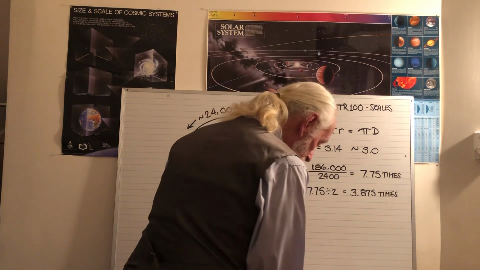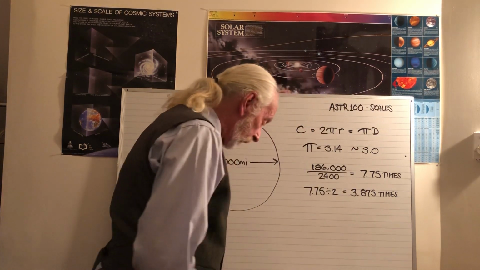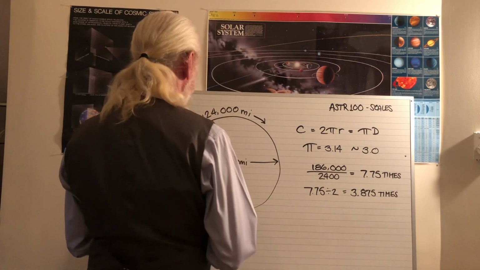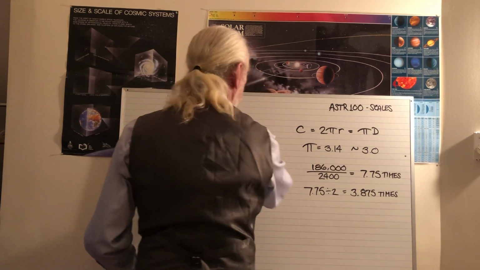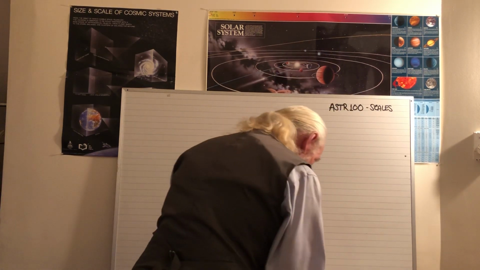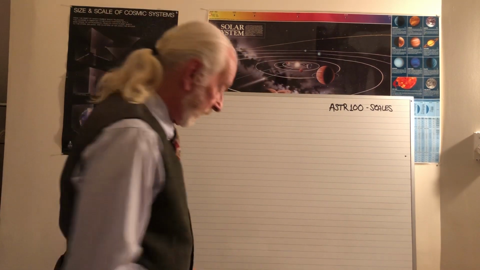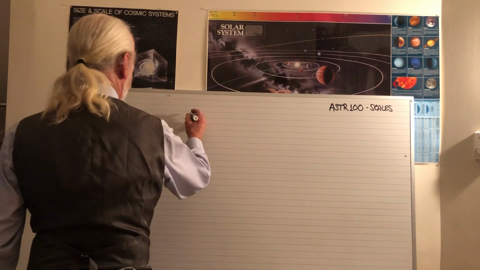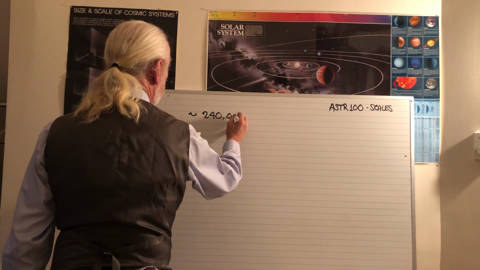Well, let's keep going. Let's think about it. Our nearest celestial neighbor, let's move to page 28. Our nearest celestial neighbor is the moon. And on the top of page 28, you'll see the Earth and the moon drawn to scale. And the distance from here to the moon is approximately 240,000 miles.